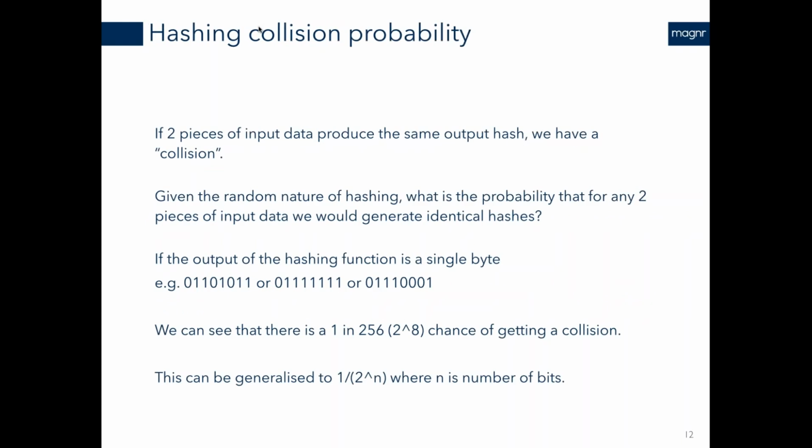So given we know a little bit about hashing and how it works, and that it's essentially pseudo-randomness, it'll give us a random output. What's the probability that two hashes, given two different bits of input data, are actually going to produce the same output? This is known as hashing collision.